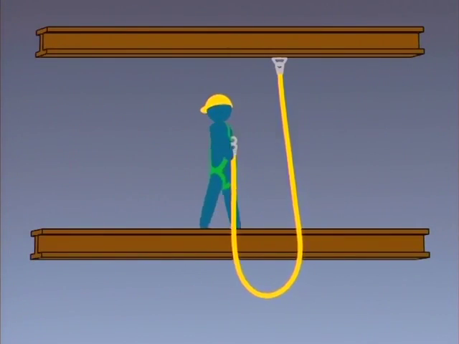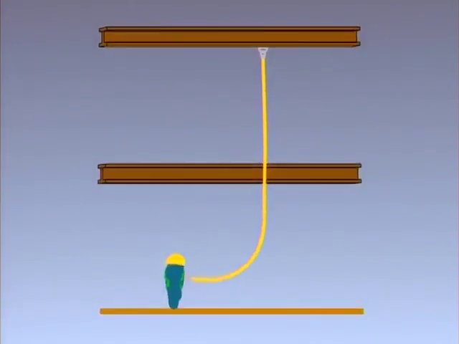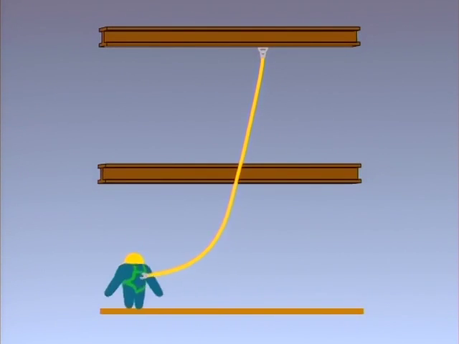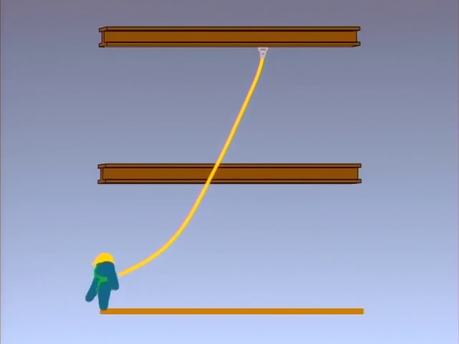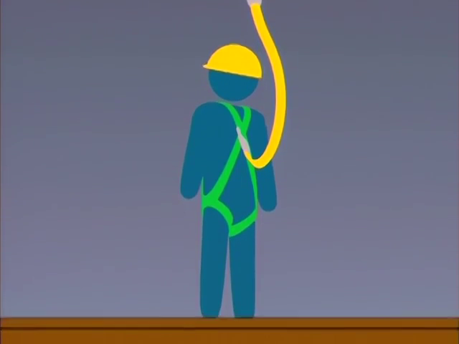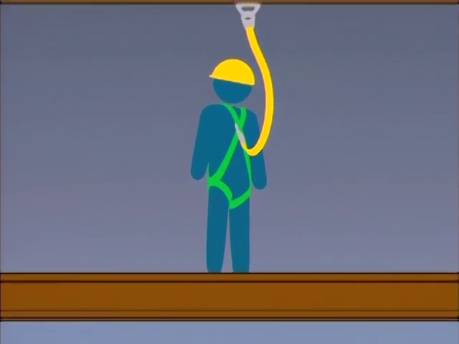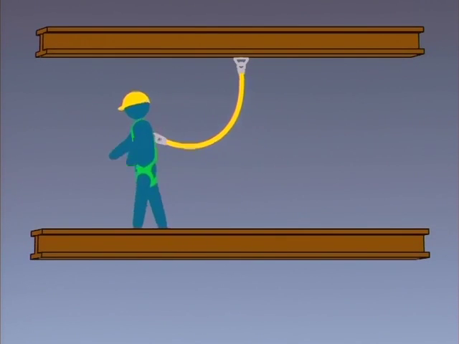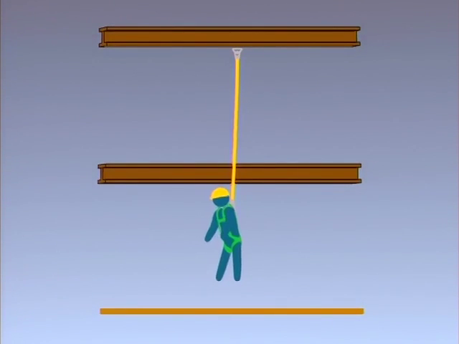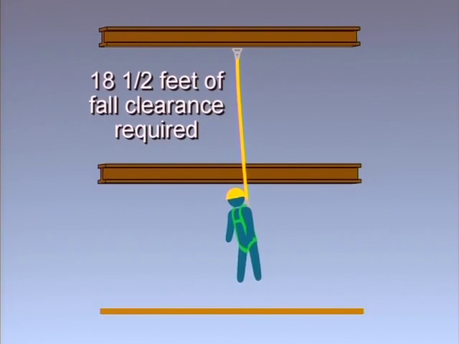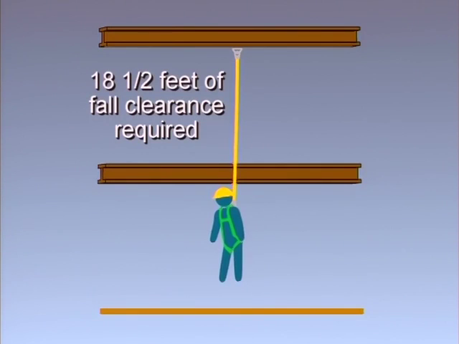Another important element in preparing a personal fall arrest system is calculating your available fall clearance. This is critical so that a lower level is not struck in the event of a fall. As shown in this diagram, a worker who is 6 feet tall using a 6-foot shock-absorbing lanyard requires 18.5 feet of fall clearance. In this case, there needs to be at least 18.5 feet between the point where the connecting device attaches to the anchorage connector and the next lower level or obstruction below the worker.